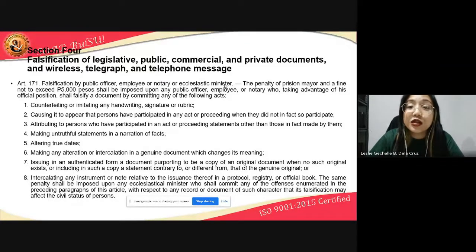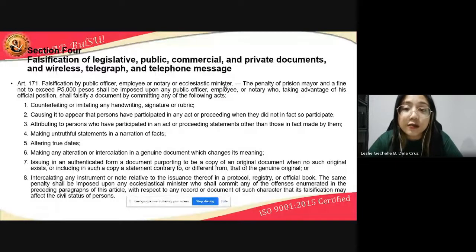Then making untruthful statements in a narration of facts, altering true dates, making any alteration or intercalation in a genuine document which changes its meaning. Issuing in an authenticated form a document purporting to be a copy of an original document when no such original exists, or including in such a copy a statement contrary to or different from that of the genuine original, or intercalating any instrument or note relative to the issuance thereof in a protocol, registry, or official book.